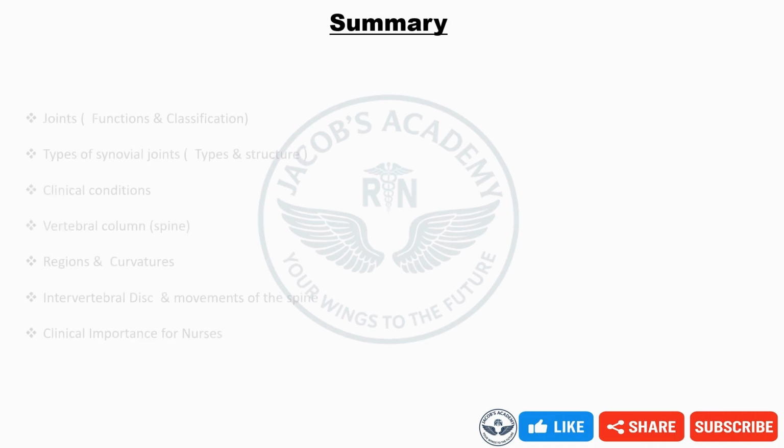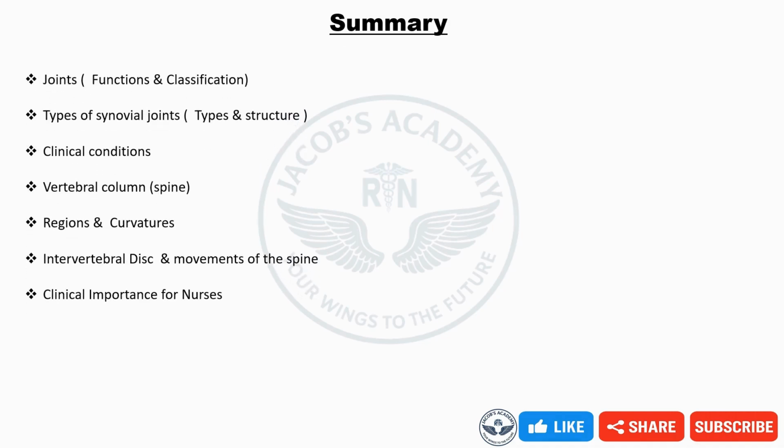To summarize today's session, we have covered the key concepts of joints and vertebral column that are essential for nursing practice. We began with joints, discussing their functions and classifications, followed by the types of synovial joints, including their structure and movements. We then looked at common clinical conditions related to joints, helping us link anatomy with real clinical situations. After that, we studied the vertebral column, including its regions and normal curvatures, which are important for posture and balance.